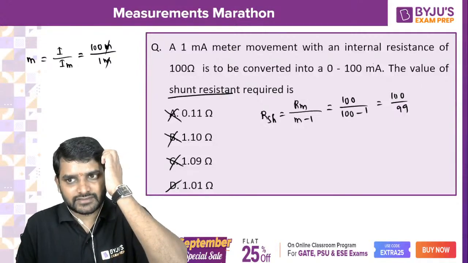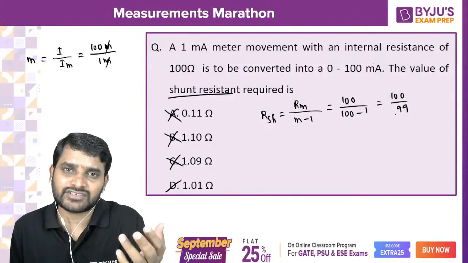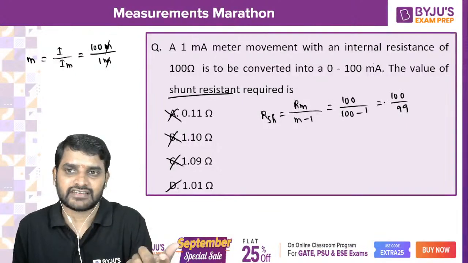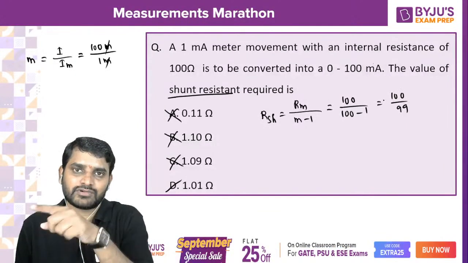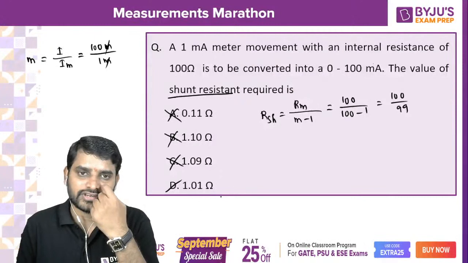So remember, be careful. It is 100 divided by 99. So definitely the answer should be greater than 1. Right? 99 ones are 99, so only 1 remains. So take up 2 zeros again. So 0.01 you are going to get.